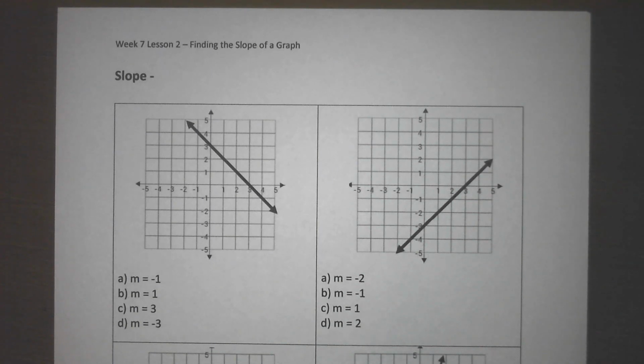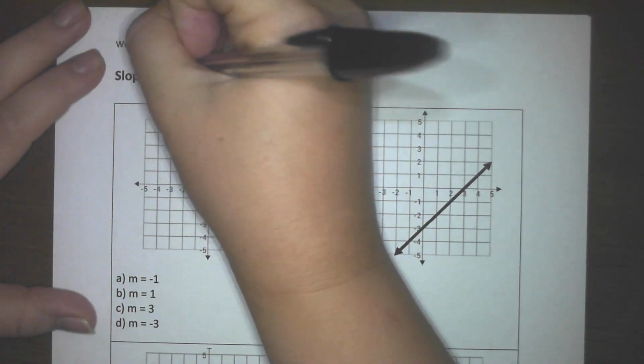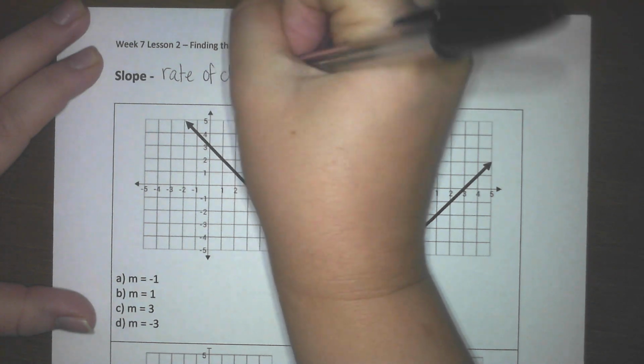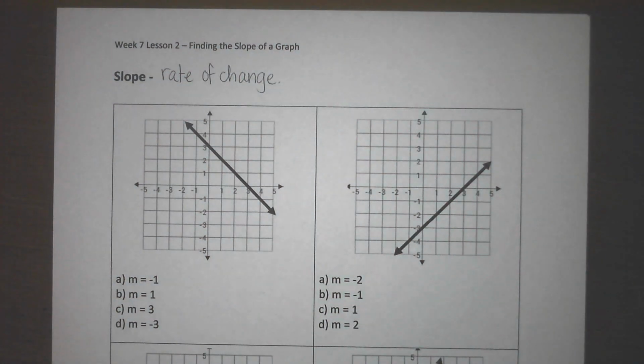All right, so now we're on lesson 2 of week 7. Before we found y-intercepts on a graph, and now we're going to focus on finding the slope of a graph. So what you need to know is that the slope is also known as the rate of change. Sometimes they may ask you, okay, what's the rate of change or what's the slope? They mean the same thing.